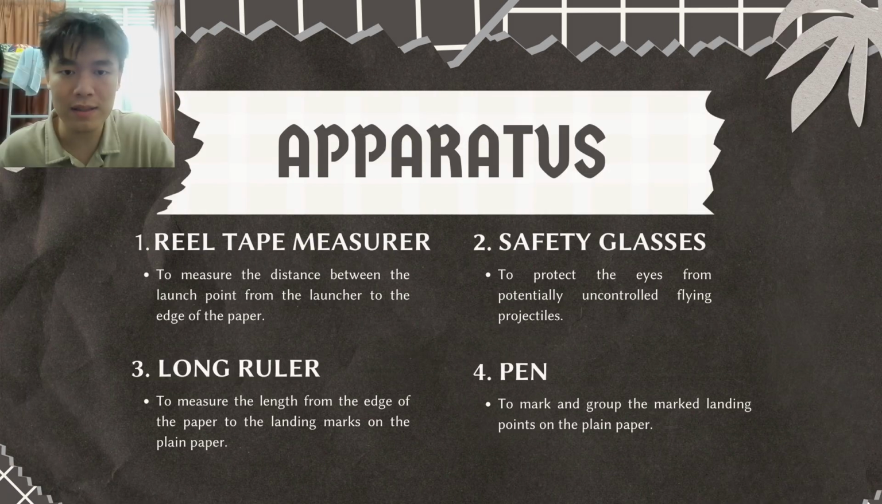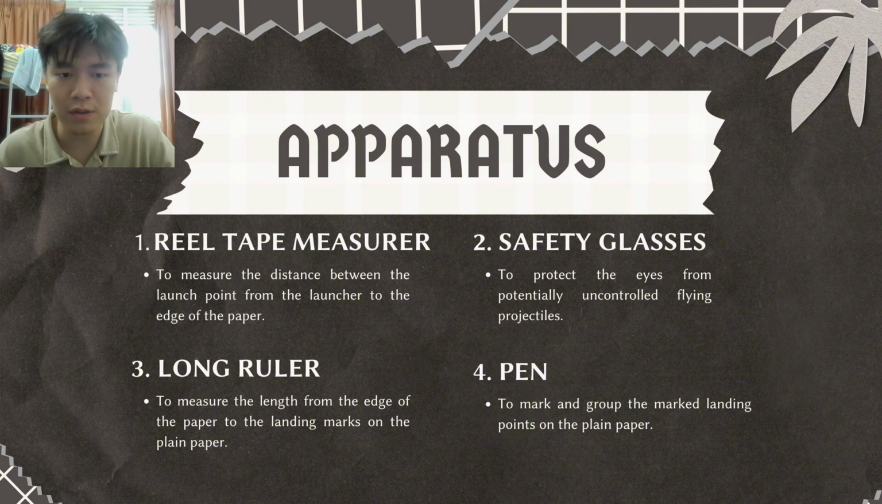Okay, now it's my turn. Today I'm going to talk about the apparatus. First, we use the rear tape measurer to measure the distance from the launch point of the launcher to the edge of the paper. Second, we use safety glasses to protect the eyes from potentially flying projectiles.